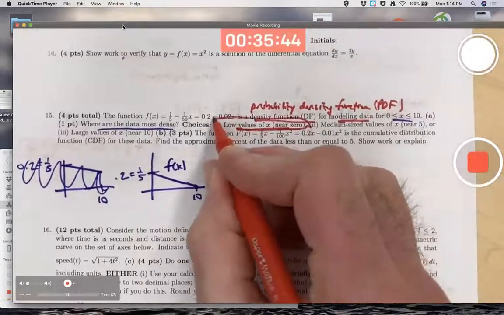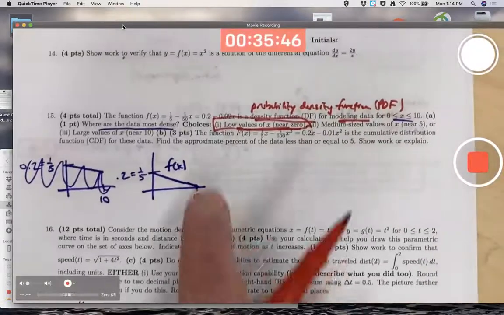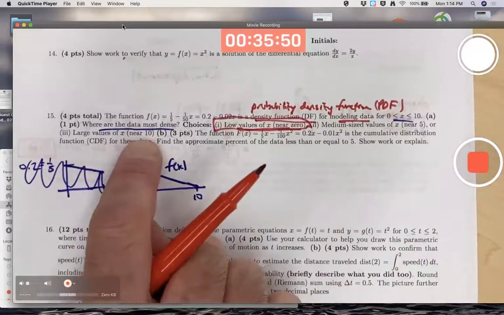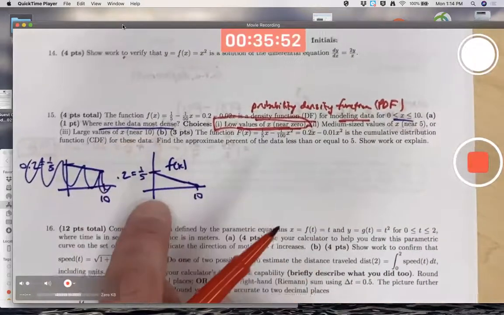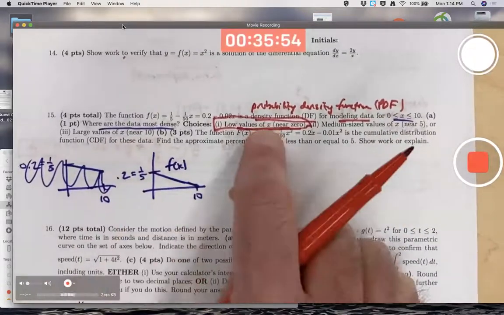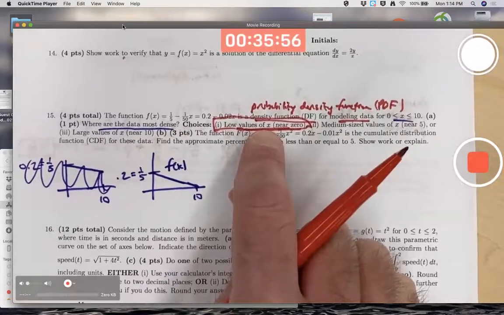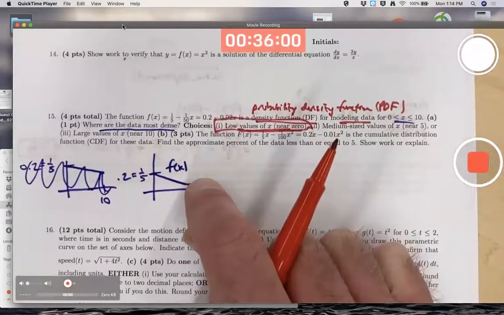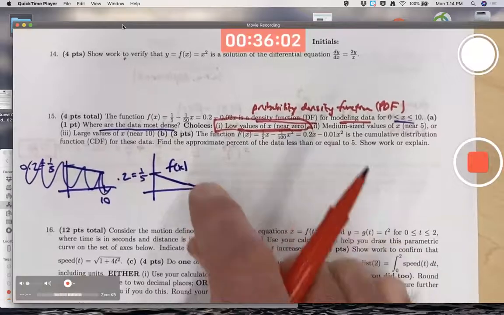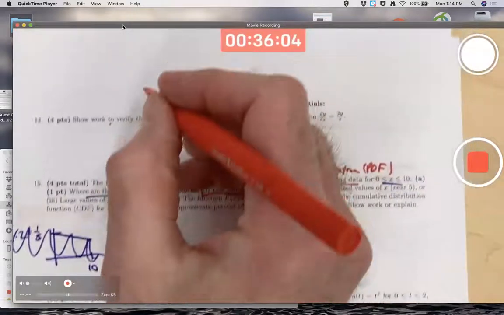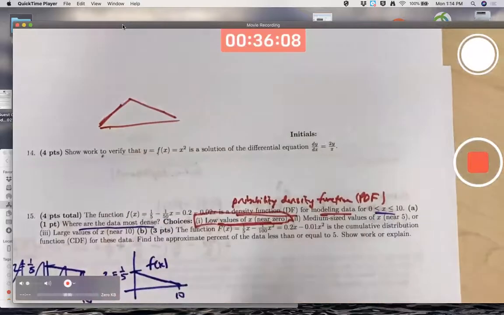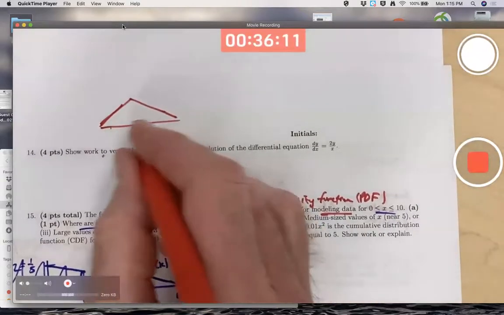There's the answer. The choices were low values, medium-sized values near 5, or high values near 10. This graph is highest near 0. That's the answer. If I had a different graph that went up like that, then it would be highest near 10. Or if I had a graph that went up then down, then it would be most dense in the middle.